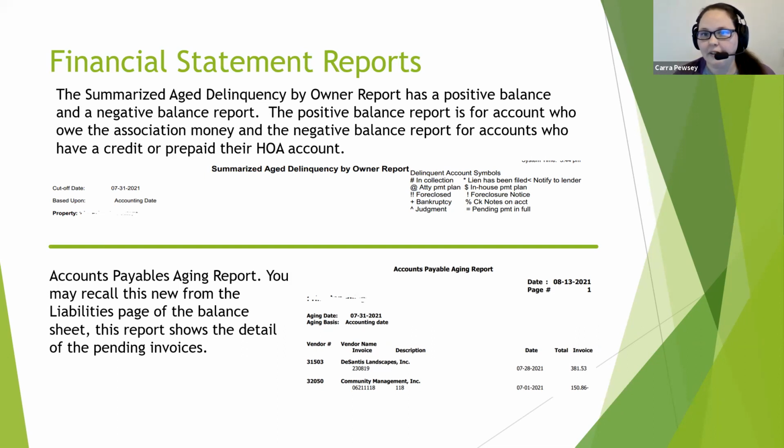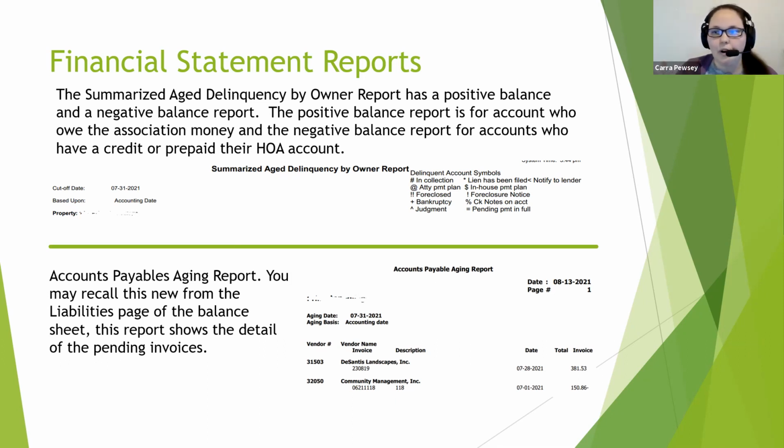So the positive balances are those who owe the association money. If we were to look at the accounts receivable, or AR report, we could compare that with this delinquency report and see, okay, well, lot 1 owes $500 and lot 2 owes $1,000. So now they're 60 days past due. We're just going to keep an eye on them.